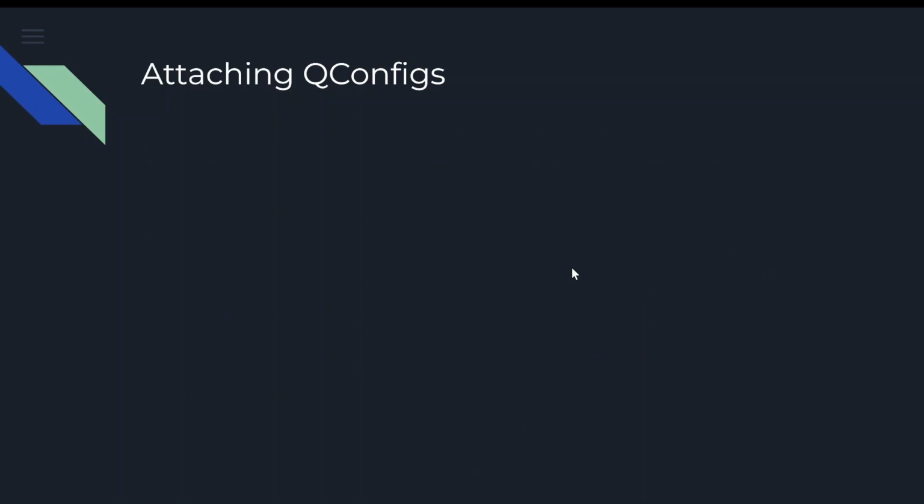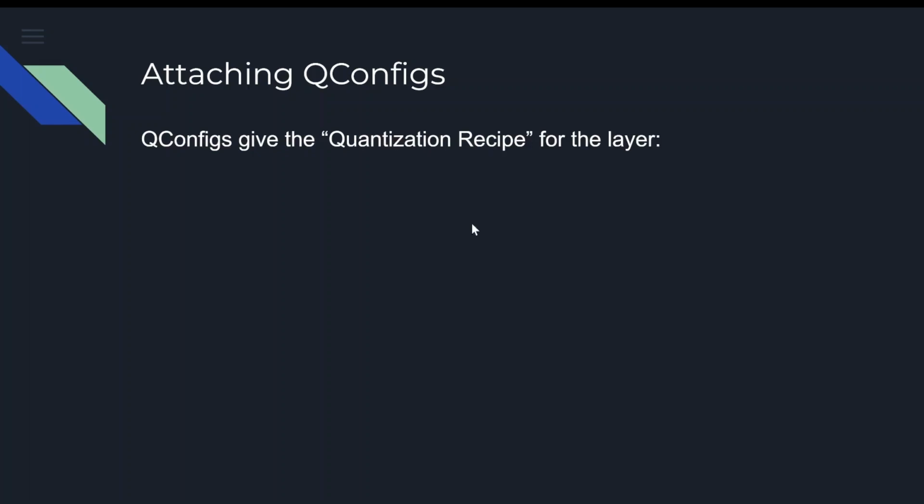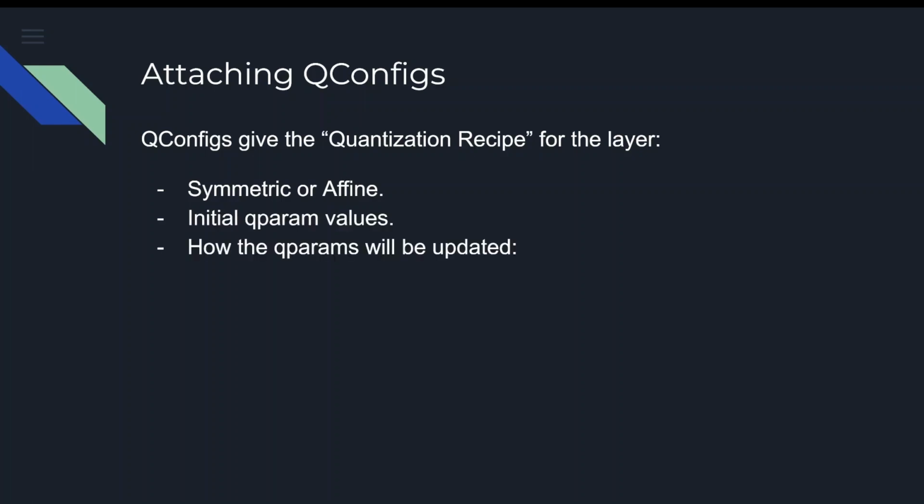Okay, then after we've prepared, done the architecture changes, and fused our models, next we attach QConfigs, which are just the quantization recipe for a given layer. For example, in the QConfig is where we would specify: do we want symmetric quantization or affine quantization? What will be our initial quantization parameter values? How will the quantization parameters be updated? Will they be fixed, as in you can't update them at all unless you do it manually? Or will they be observed via PTQ, or observed and learned? So you initialize them via PTQ, but then you update them via gradient descent in QAT. All of that can be contained in your QConfigs.